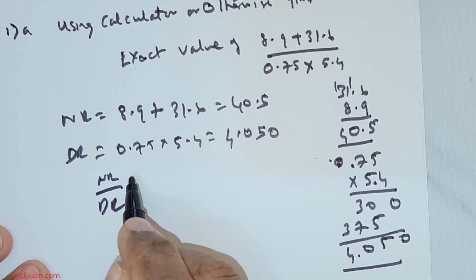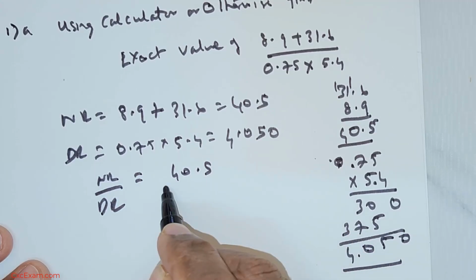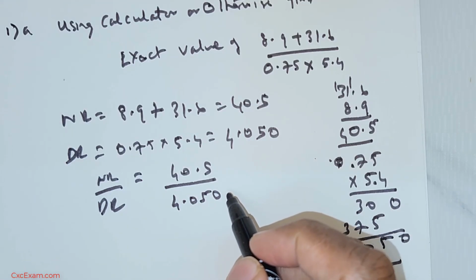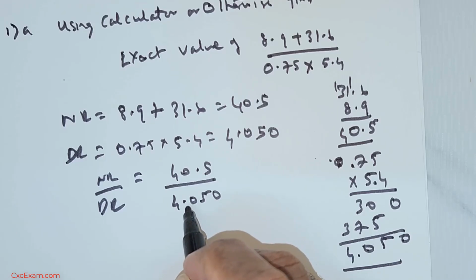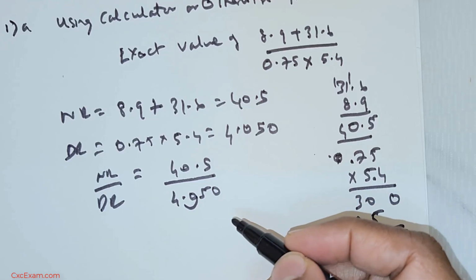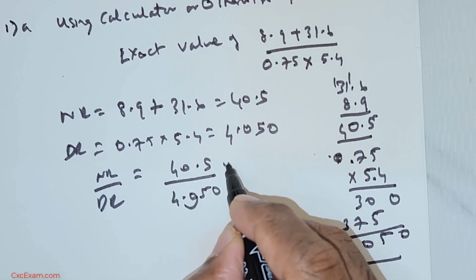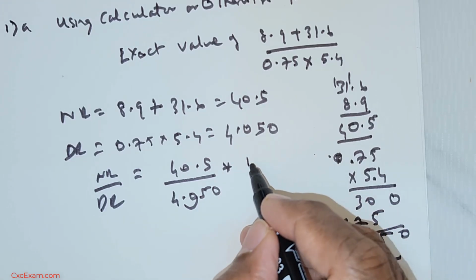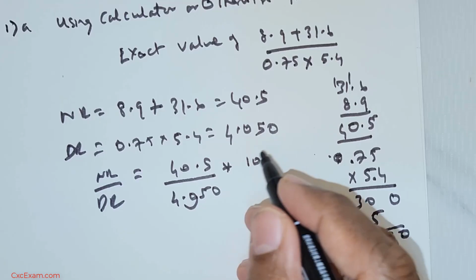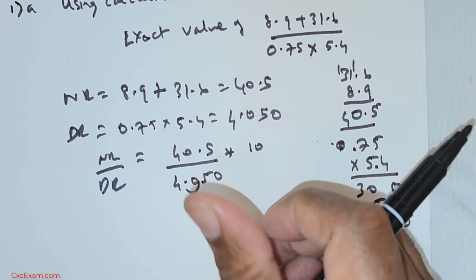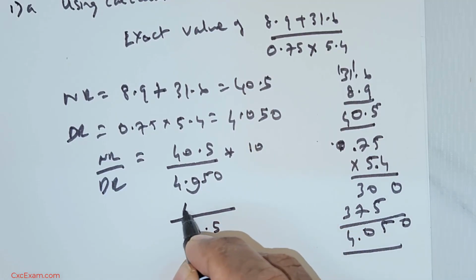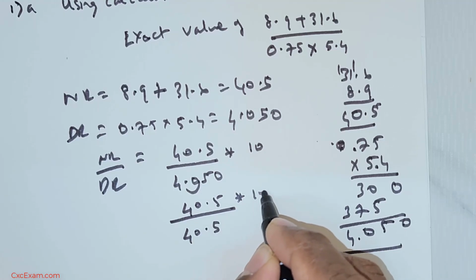So numerator divided by denominator is 40.5 divided by 4.050. Now what I wish to do is move the digits to 40.5, so one place I want to move. If I want to move by one place, you have to multiply by 10. Actually you're multiplying and dividing. So once you flip it, the 10 goes there and the denominator is going to be 40.5.